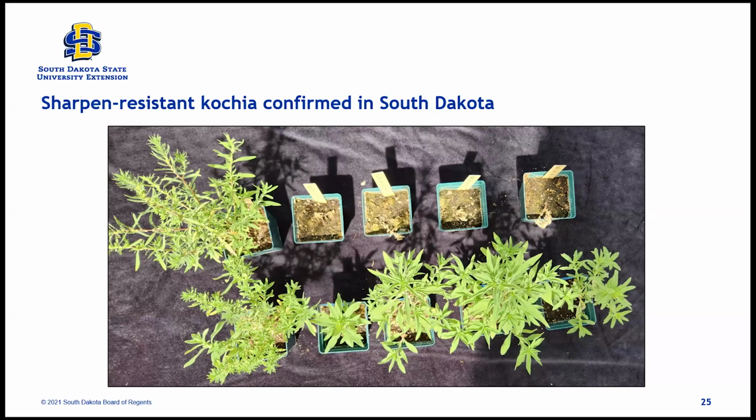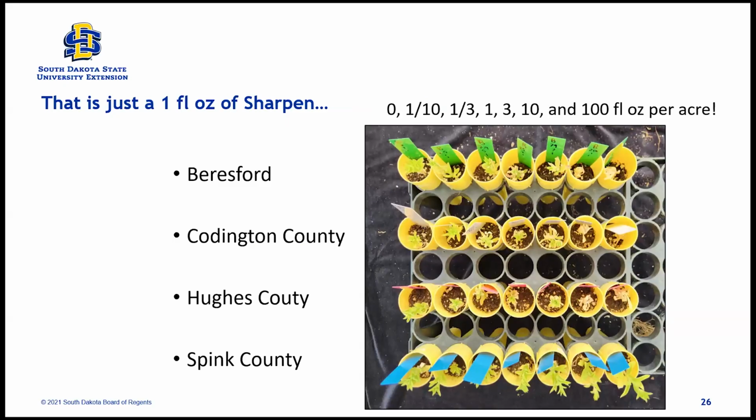Now you may be thinking that's just an ounce of Sharpen, bump it up to 2 fluid ounces. That's fine. If no one's looking, we bump it up to 3 or 4. Well, some of these were actually surviving at pretty great rates. So just an inset of different populations from across South Dakota. What I want you to pay attention to is Spink County. That's where we found some resistant kochia. 100 fluid ounces wouldn't kill it. Darn near a gallon of Sharpen wouldn't kill it. So we're not going to spray our way out of this problem with Sharpen, at least.